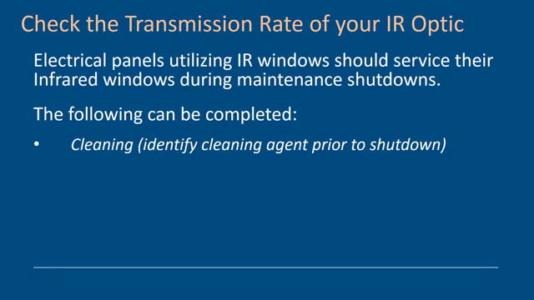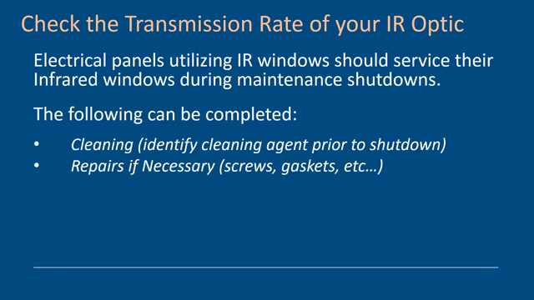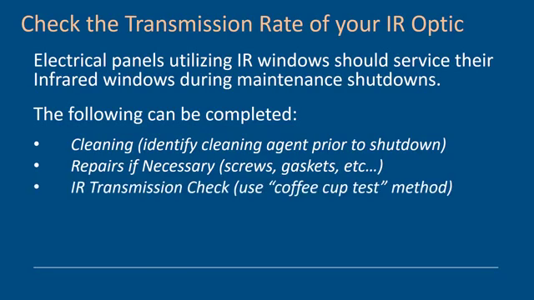Get your cleaning agent sorted out before the shutdown, and plan this in. Write this into your servicing schedule, that the infrared windows need to be cleaned, how they need to be cleaned and dried, etc. If there are any repairs required, so if the doors have been hit or the gaskets have been torn, these, like anything, can be serviced. So if there are any servicing requirements, make a note of it, because you need to service them during the shutdown. And the final most important thing is completing an infrared transmission check.